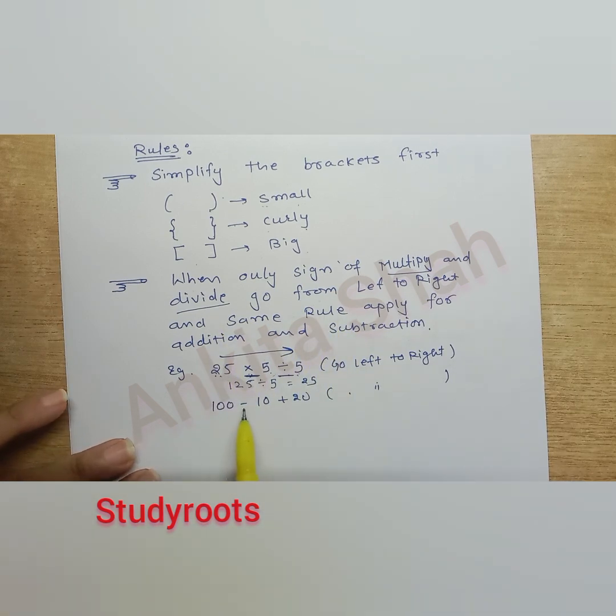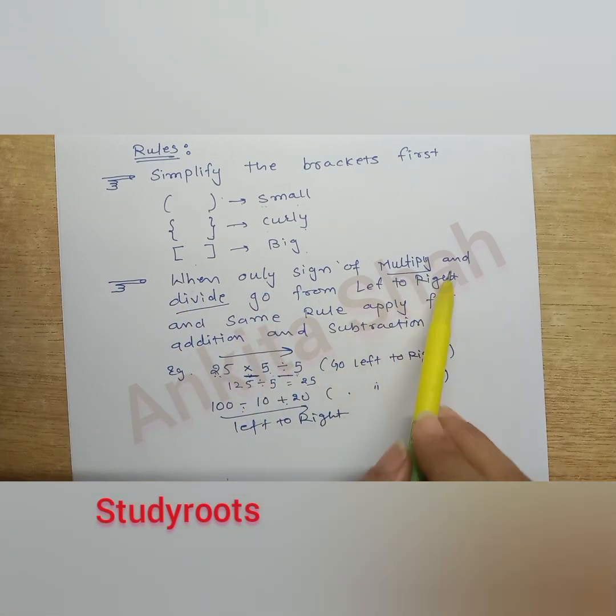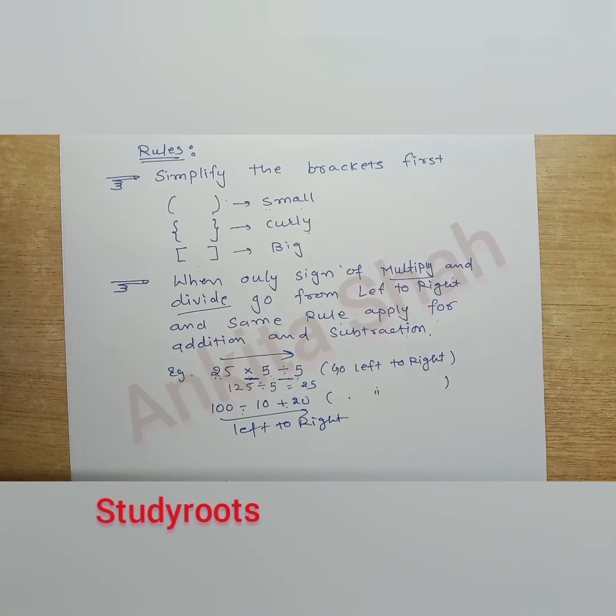The same thing applies when there is a sign of subtraction and addition. Again you have to apply the rule from left to right. So again let us summarize the second rule also. When there are only signs of multiplication and division, go from left to right, and the same rule applies for addition and subtraction. Hope that is clear to everybody. And now let's go to the sums.